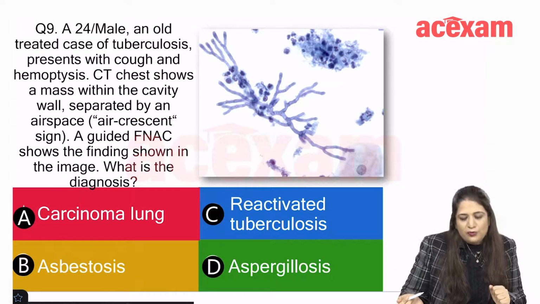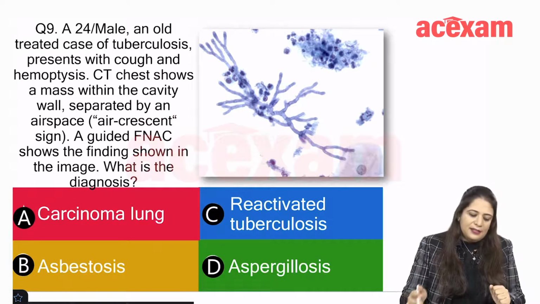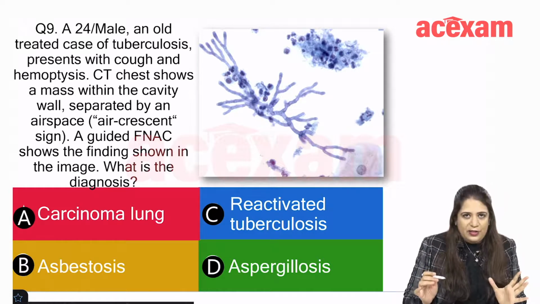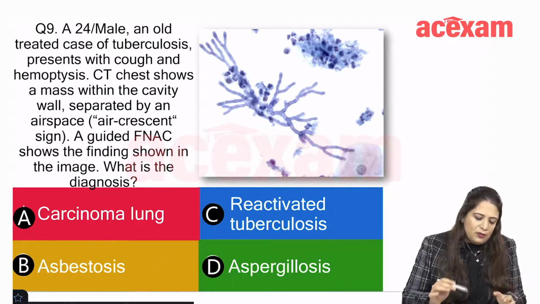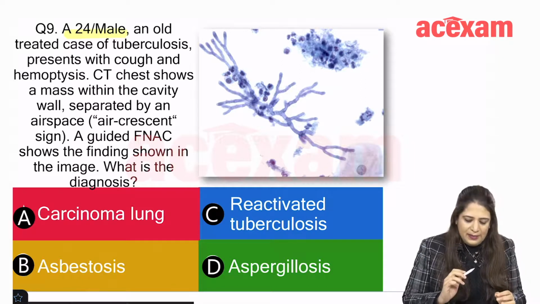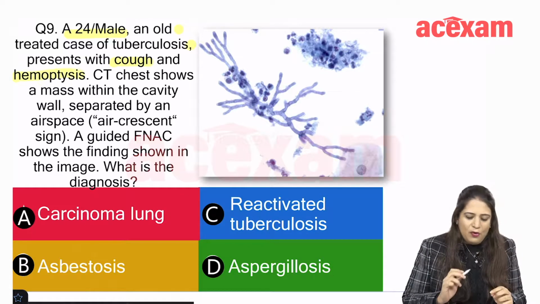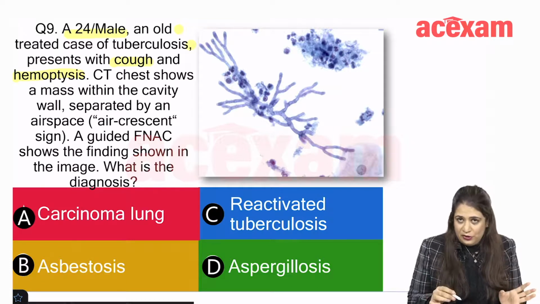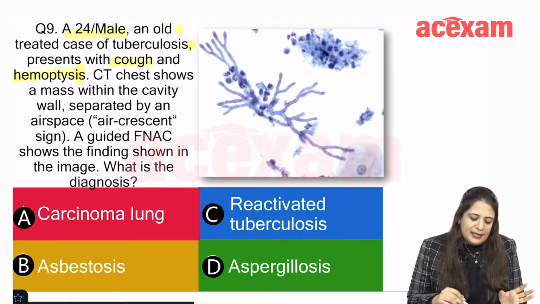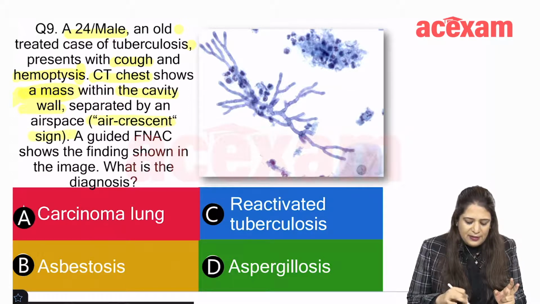So let us move to the next question, and that is again a long question and an image based question, right? This question says that there is a 24-year-old male, an old treated case of tuberculosis, presenting with cough and hemoptysis. So put that picture in your head. But then they're saying that CT chest at present shows a mass within the cavity wall which is separated by an air space, air crescent sign. So have you heard of this term, air crescent sign?